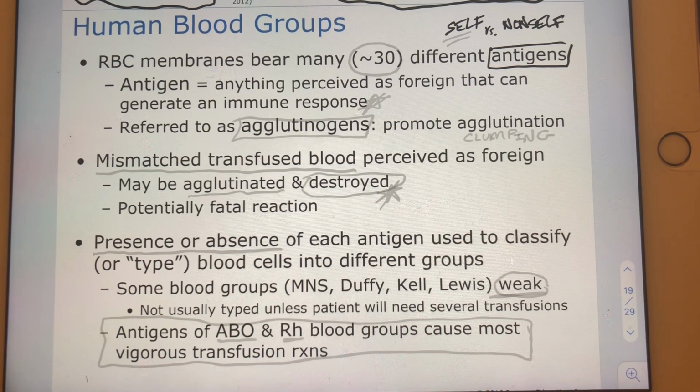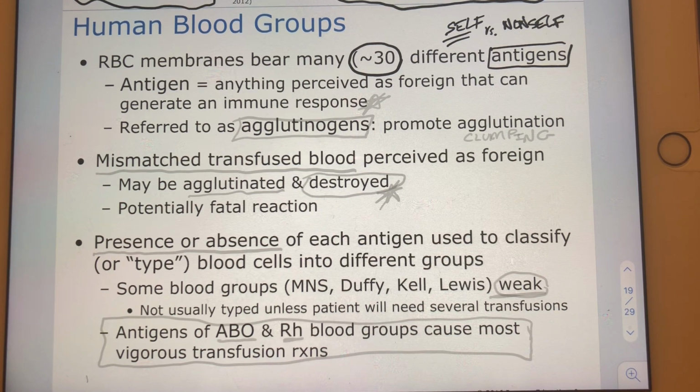And in fact, they have hundreds and hundreds of antigens, but there are about 30 different types of antigens, 30 different types of name tags, or 30 different types of identifiers. Now, in our own bodies, our self-antigens, hopefully, don't initiate or trigger an immune response. But by definition, an antigen is anything that could generate or trigger or stimulate the immune response.